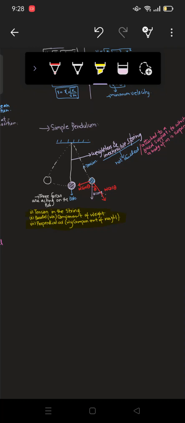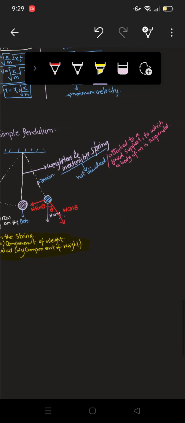Okay, so as in the last video, we have discussed some basic terminologies which are used in the simple pendulum. We said a simple pendulum consists of a weightless and inextensible string. We know the meaning of weightless, right? Which means it has no weight. Secondly, it is an inextensible string, which means it is not stretched at all. Secondly, it is attached to a fixed support to which a body of mass M is suspended.